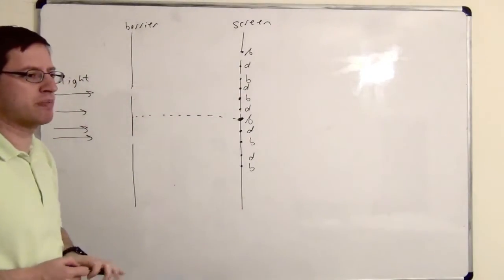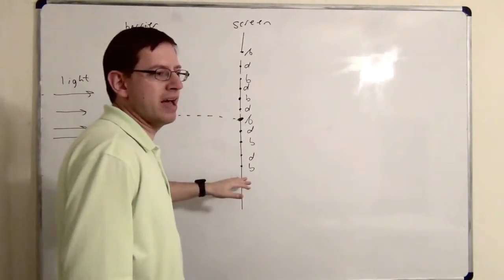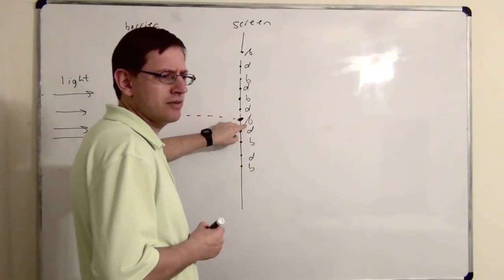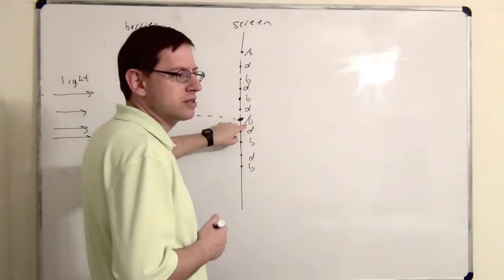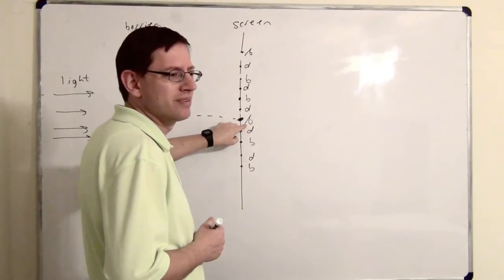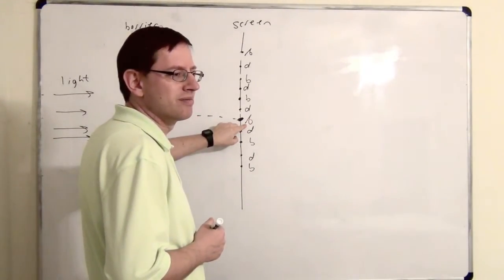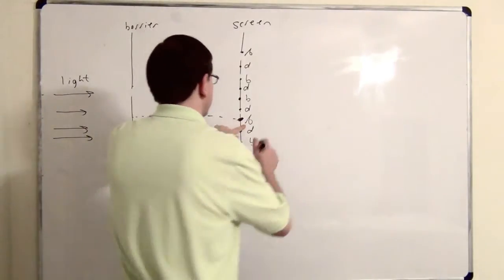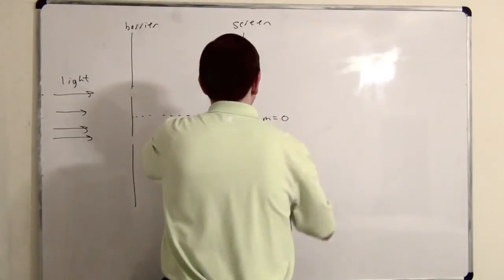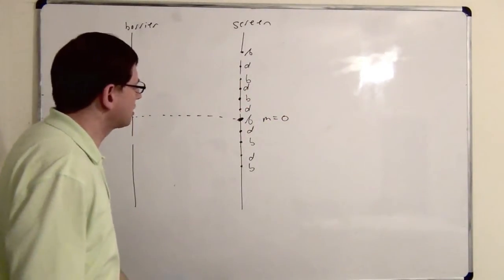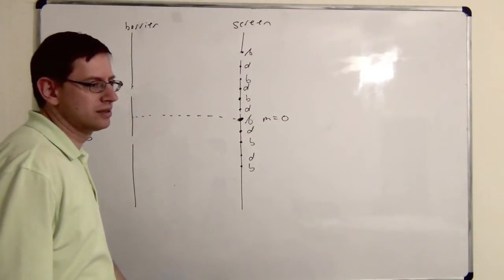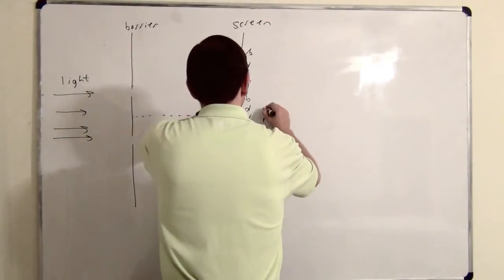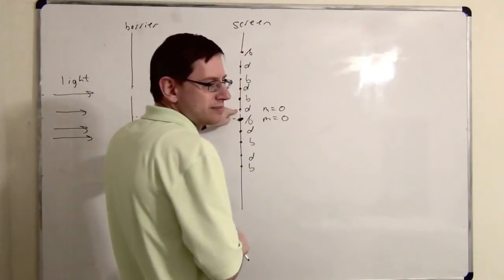But if we're going to solve math problems, we need to be able to describe these mathematically, not just verbally. Do you know what the mathematical description for this is? Did you get that far? How do we describe this point mathematically? I don't remember. What's the variable we use for this? So this would be called the m equals 0 bright spot. You might have seen that in class. And this is called the m equals 0 dark spot.